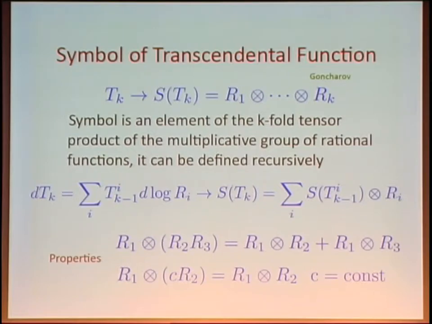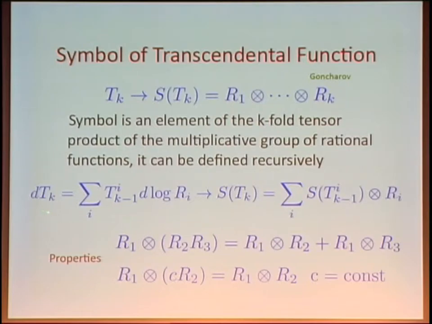Okay, so we have a complicated expression of transcendental functions. What one can do is introduce an object called a symbol of a transcendental function. And apparently this is a standard thing in motives. If you have a function of transcendentality k, so k equals 1 like a log, k equals 2 like log or Li2, a symbol maps a function to an element of a k-fold tensor product of the multiplicative group of rational functions. And it can be defined recursively.